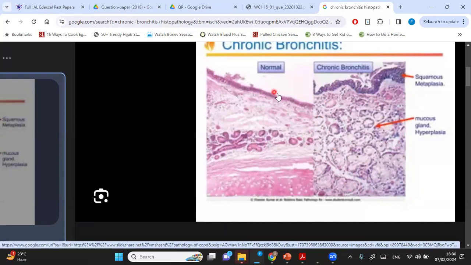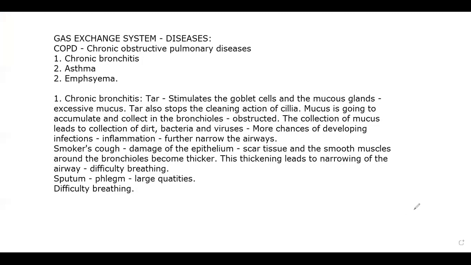Then look at the normal lining or normal epithelium, and now take a look at this epithelium. See how the epithelium is changing, right? It is changing and eventually this epithelium will turn into scar tissue. So chronic bronchitis leads to severe narrowing of the airway. Now, so this is bronchitis. Fine. Then what is emphysema?